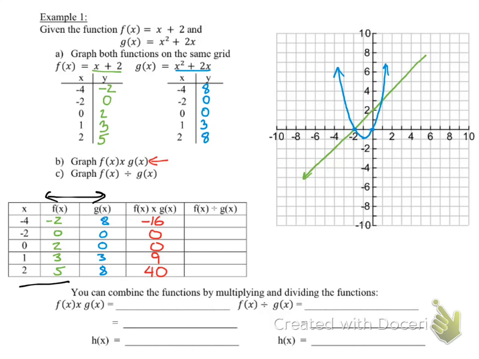And then we're going to plot those points. So there they are. I'll draw my curve of best fit. So that's what f times g looks like. And that kind of makes sense because f times g is just a quadratic times a linear, which means a cubic. So that makes sense. What about f divided by g? So there it is. And now we need to plot that.